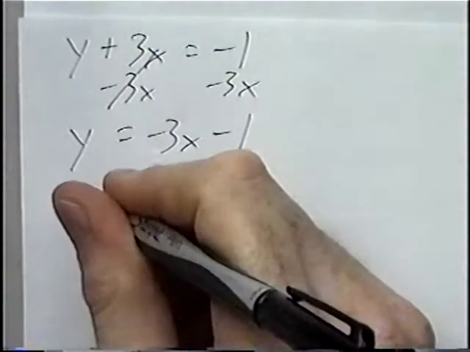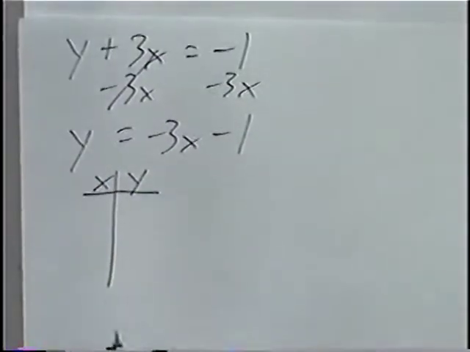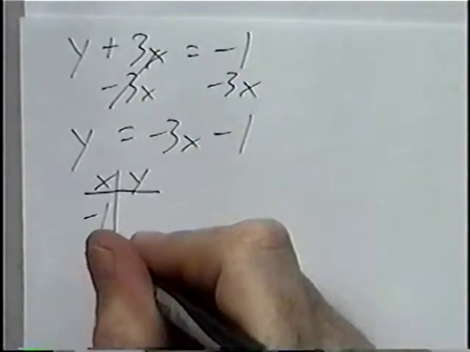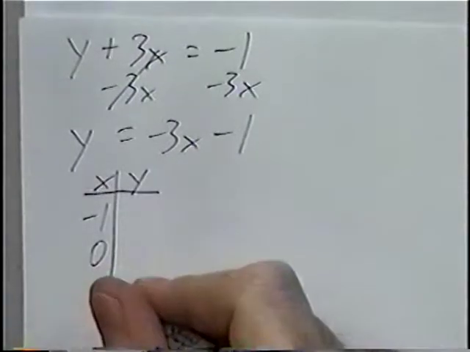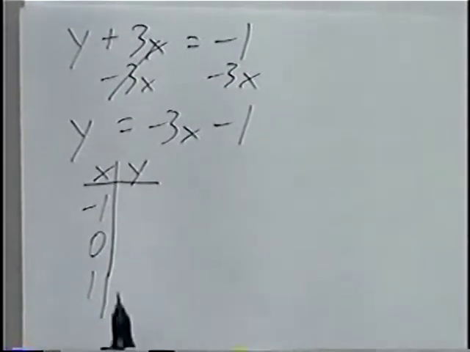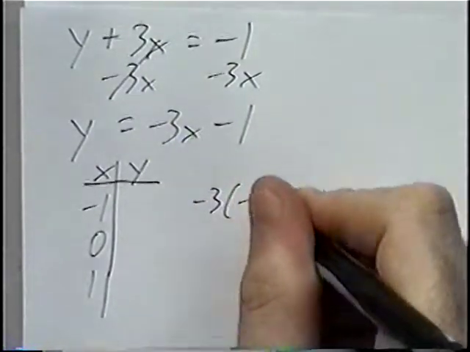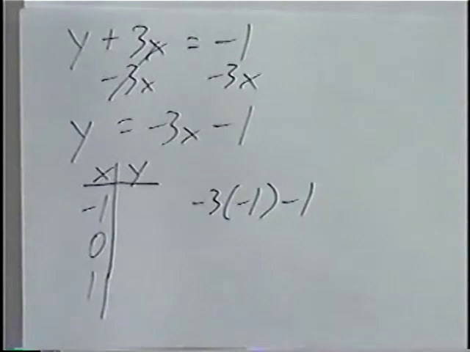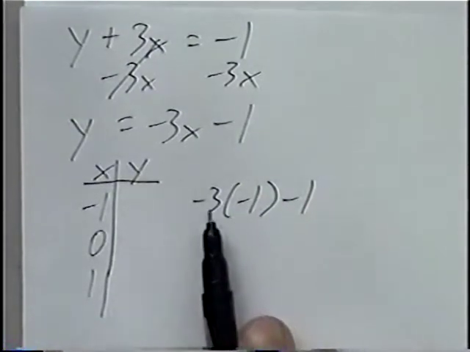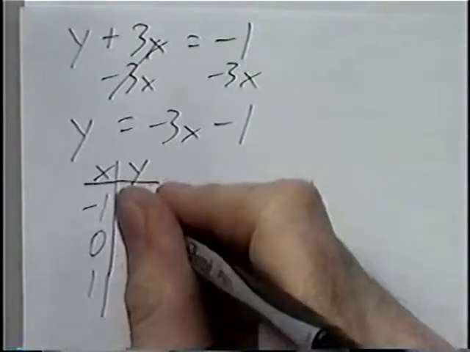From here again, you can draw the t-table, xy t-chart. And again, you can use any numbers for x that you want to graph, but the 3 best numbers to use are -1, 0, and +1. Plugging a -1 in for x, we'll have -3 times -1 minus 1. -3 times a -1 is +3. +3 minus 1 would be 2.